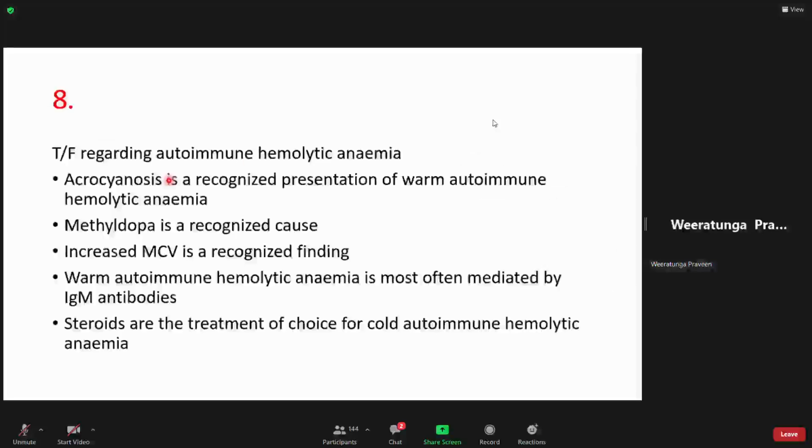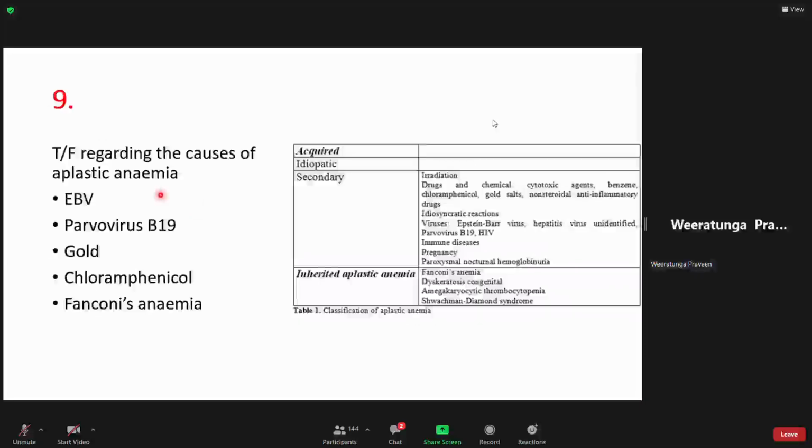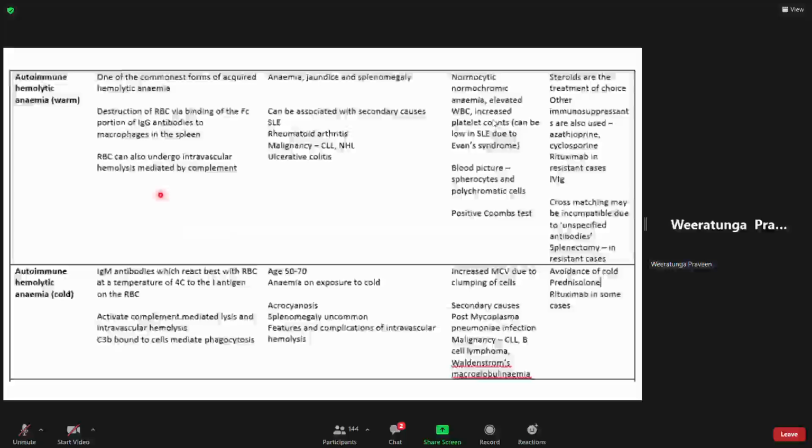Methyl dopa causes autoimmune hemolytic anemia, that is true, and it can be either warm or cold; there is no big difference.